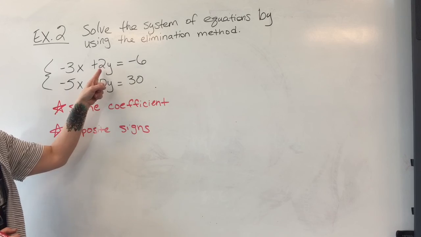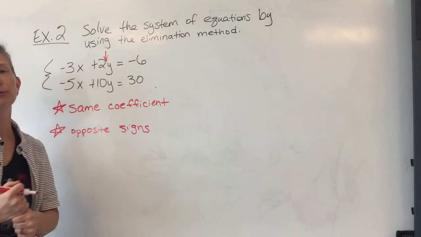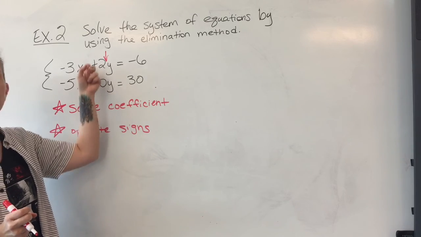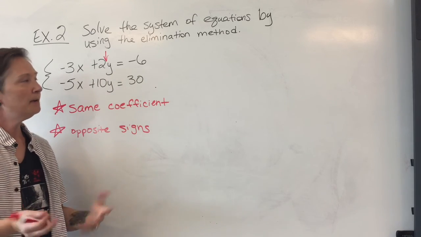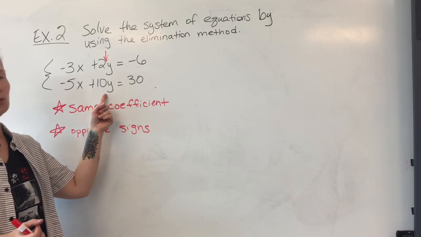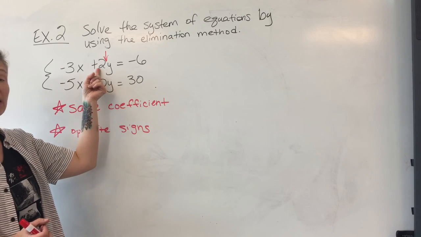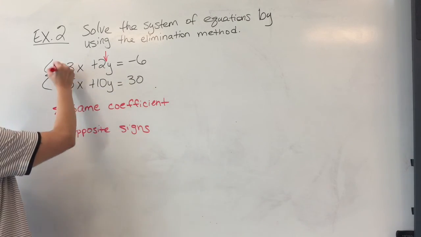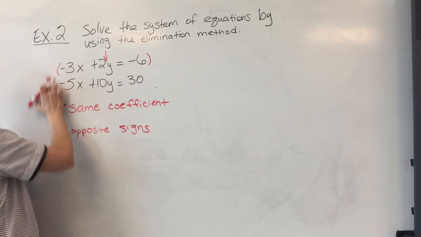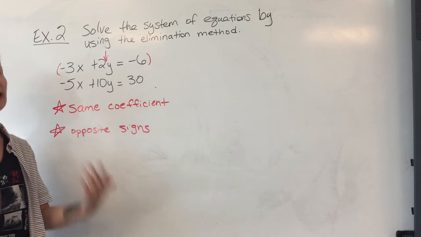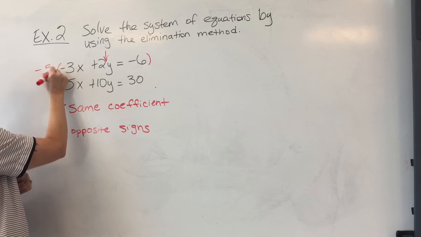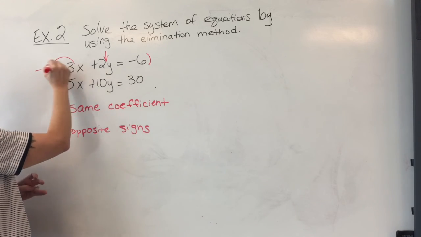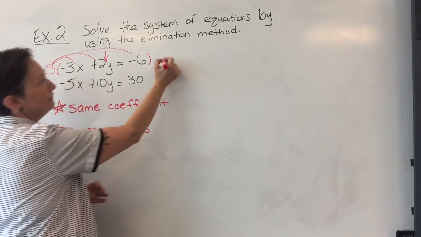I do know, however, with the y's, which is what I'm going to choose to eliminate, that the common multiple between 2 and 10 is 10. So if I choose to eliminate the y's, I'm going to make this 2y into a negative 10y. In order to do that, I must multiply that entire top equation by negative 5. I can do that in one step. So let me go ahead and distribute that negative 5.